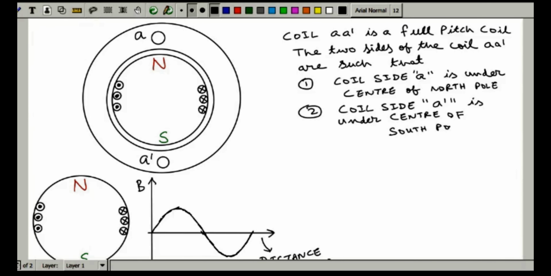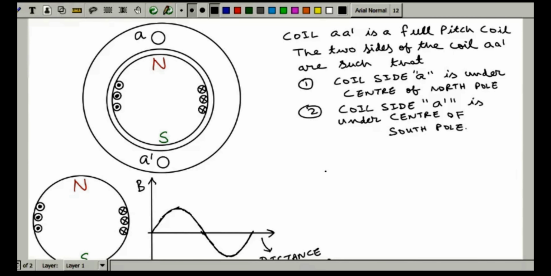So this is one of the simplest techniques of finding out whether the coil is full pitch or not. If it is a full pitch coil, one coil side will be at the center of the north pole, and the other coil side of the same coil will be under the center of the south pole, or vice versa. Both coil sides of the same coil should be under the centers of north and south poles. That will be termed a full pitch coil.